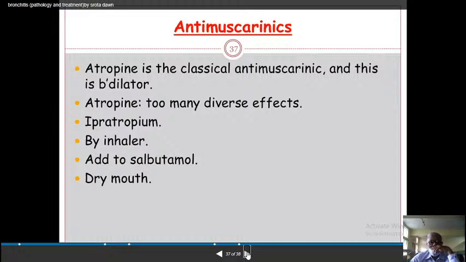Antimuscarinics like atropine is the classical antimuscarinic and this is a bronchodilator. Atropine has too many and diverse adverse effects. Ipratropium by inhaler is added to salbutamol and can produce a dry mouth.